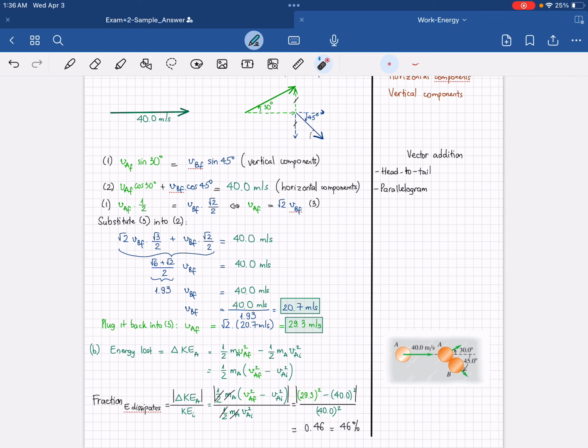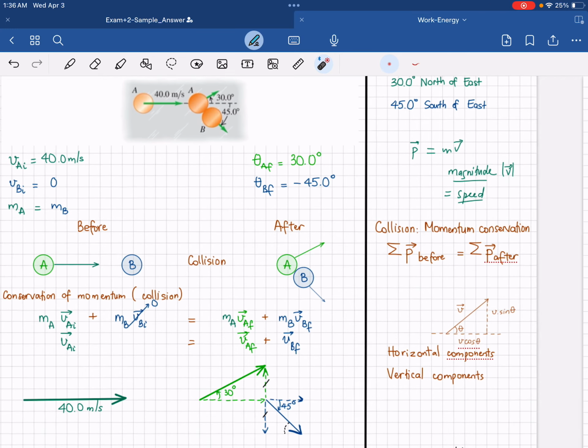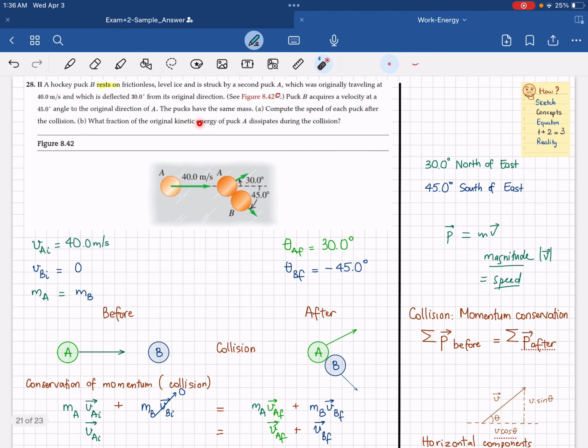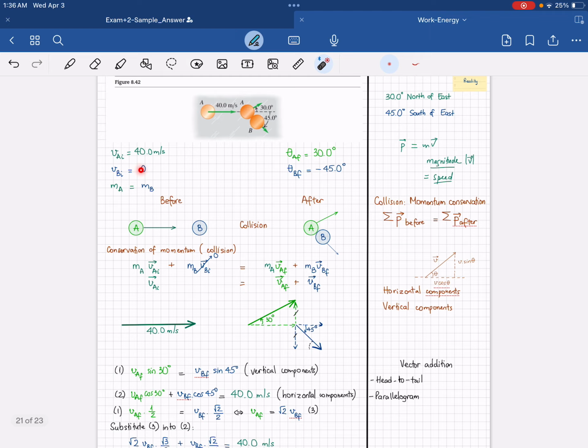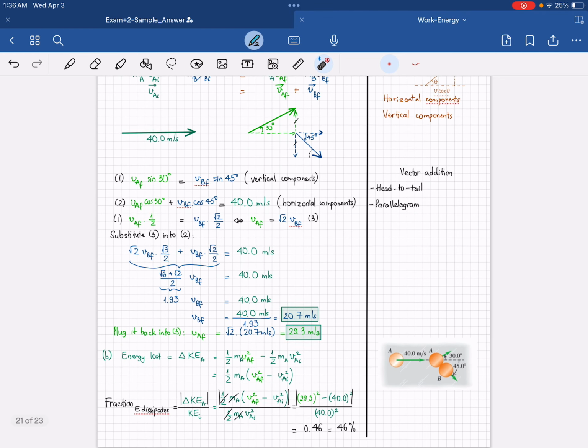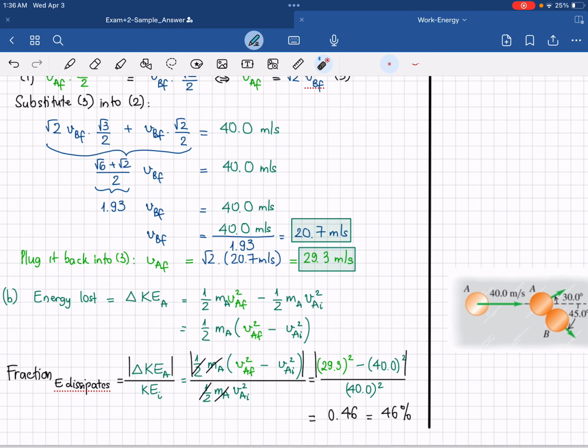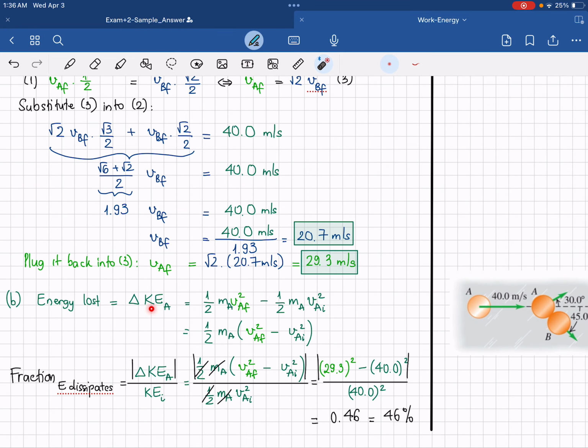They ask for the energy lost. What fraction of the original kinetic energy of puck A dissipates during the collision? So we just focus on puck A. And for puck B, initially it's just 0, so we cannot determine the fraction, right? Anyways, in order to calculate the energy loss for puck A, we just need to calculate the change in the kinetic energy, and it's supposed to be negative, right? Because the final is less than the initial.